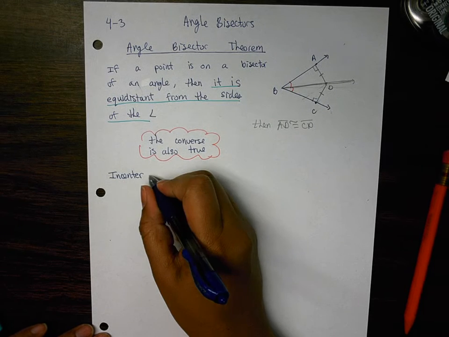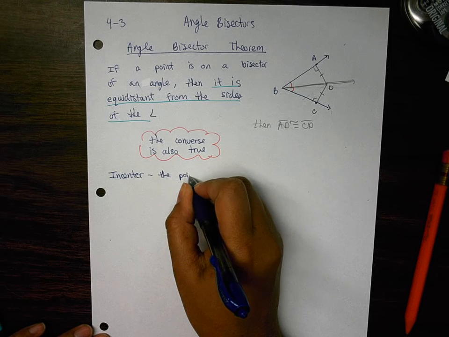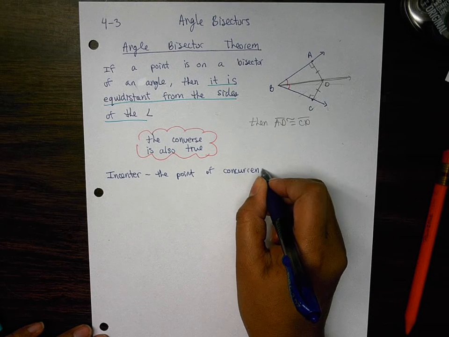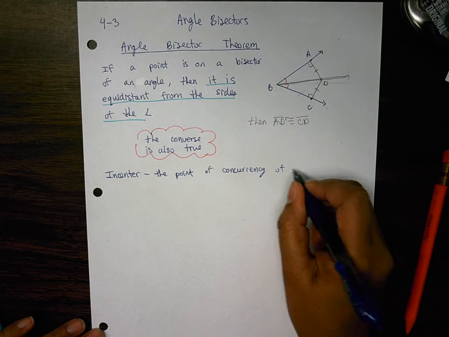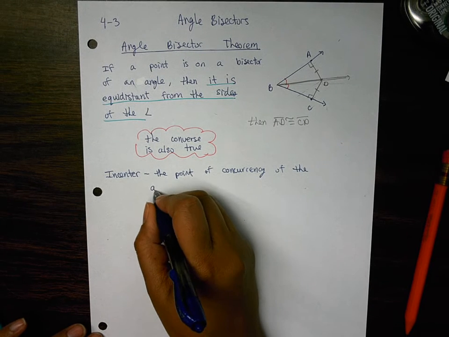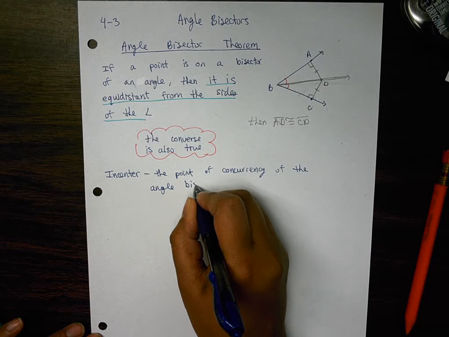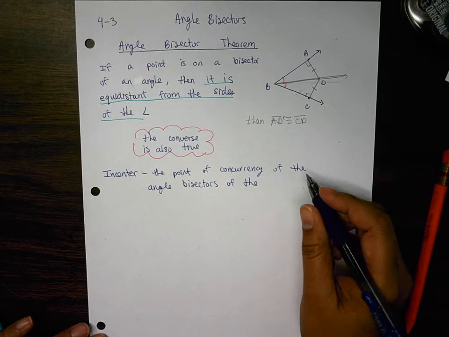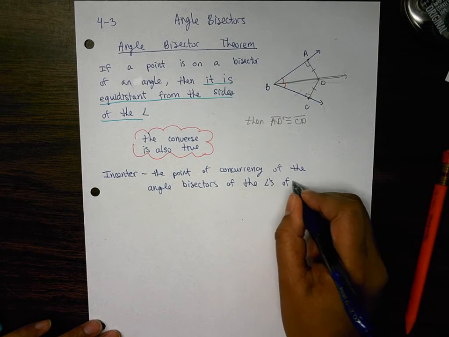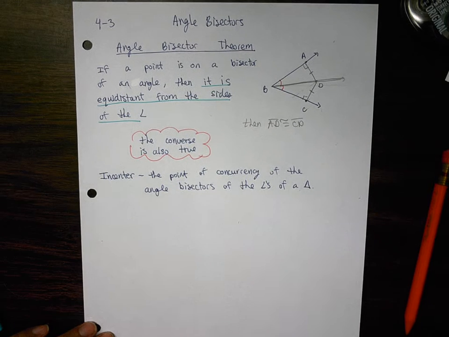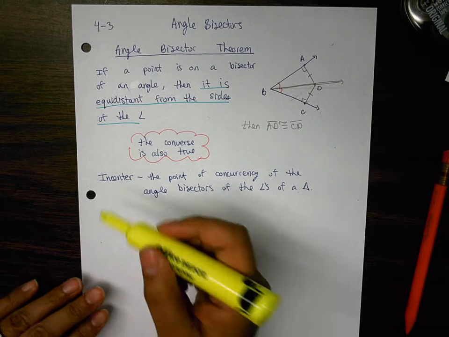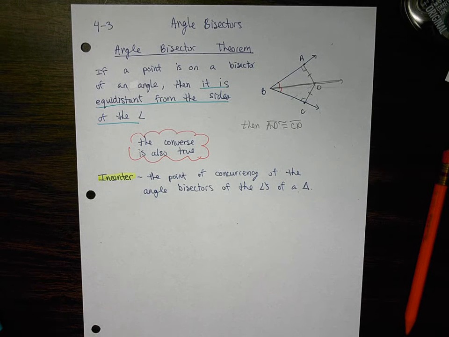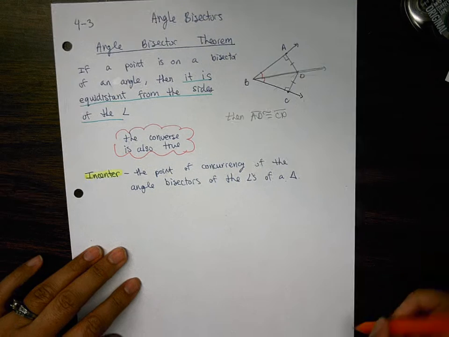All right. It is the point of concurrency of the angle bisectors of the angles of a triangle. All right, I'm going to highlight incenter just because we're going to need to know that along with the circumcenter. There's still two more that we're going to learn throughout the week. And we're going to draw a quick picture.